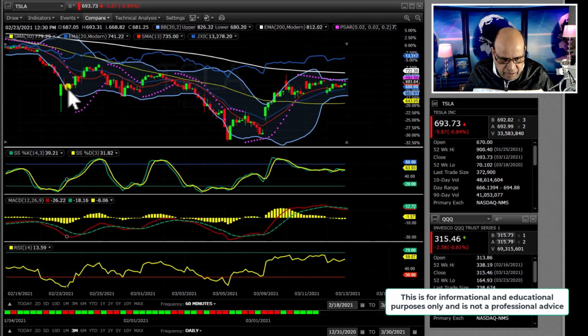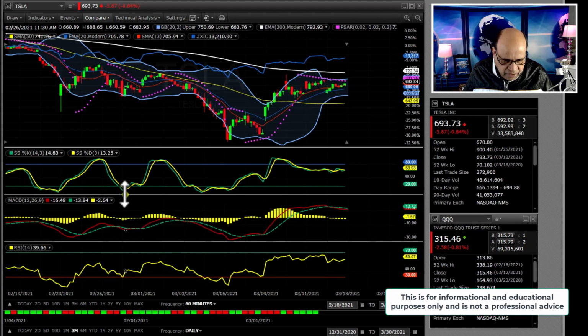Similarly, the parabolic SAR puts the dots below the stock price, then you just follow those, and when the price hits them, that's when they say to sell it. But again, you have to make a decision when the candle heights become smaller and smaller. That's the time to look to get out of the market. So that's number one. And let's look at number two here.